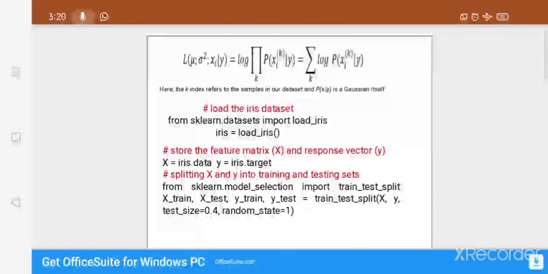The k index refers to the samples in our data set, and the probability is a Gaussian itself. So this will be implemented on the IRIS data set. From sklearn we are importing the IRIS data set and loading it. Now we are storing the feature matrix X and response vector Y, and splitting X and Y into training and testing sets.